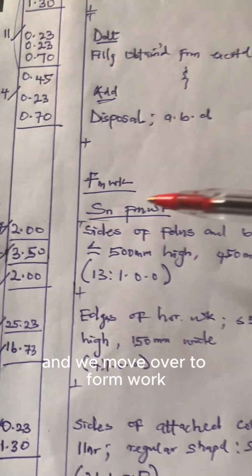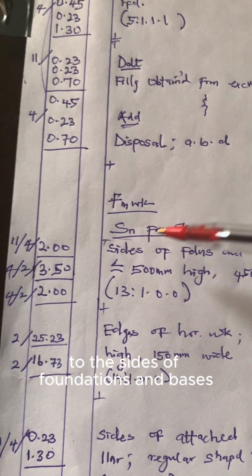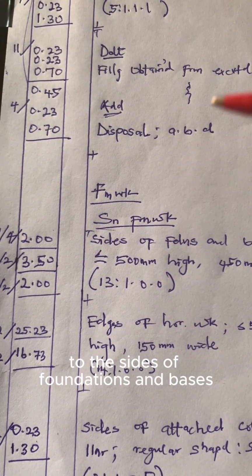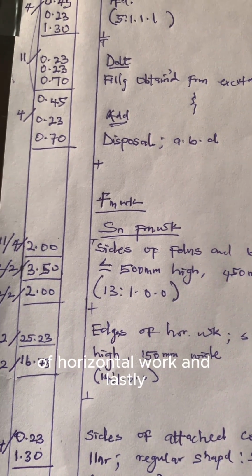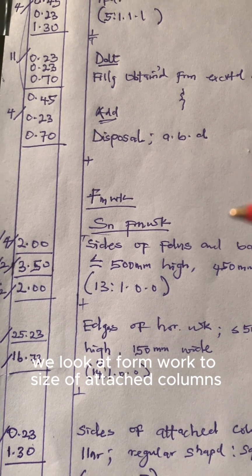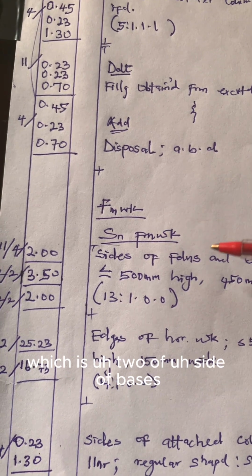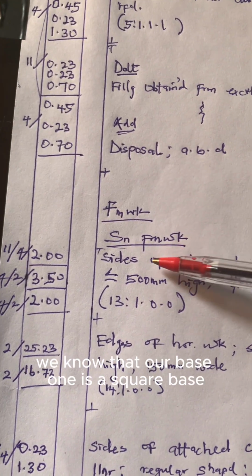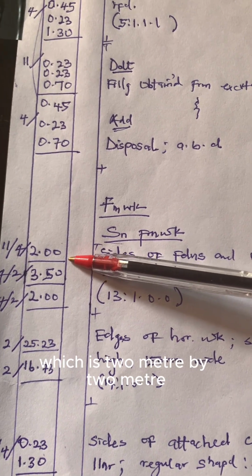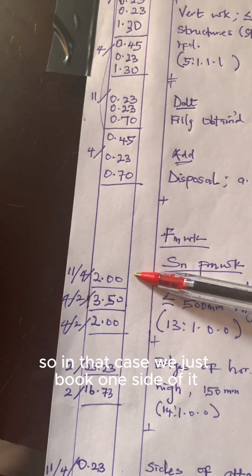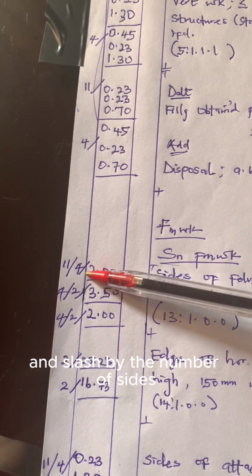And we move over to formwork. We are looking at formwork to sides of foundations and bases, and we will also look at formwork to edges of horizontal work, and lastly we'll look at formwork to sides of attached columns. Now, starting with the first one, which is to side of bases, we know that our base one is a square base which is 2 meter by 2 meter. So in that case, we just book one side of it and slash by the number of sides.